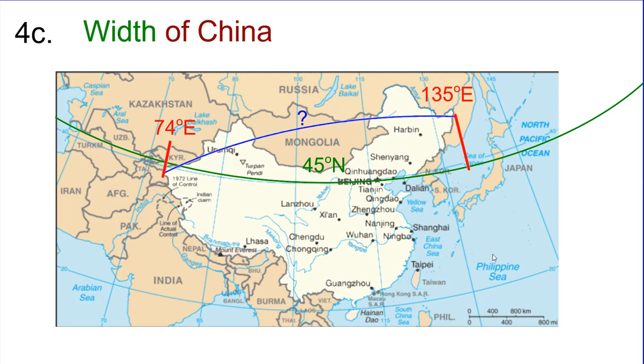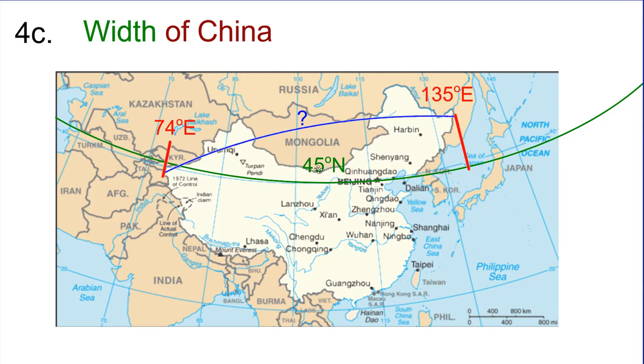All right, so width of China. We have our furthest west point and our furthest east point over here, and we want to know what this distance between the two is. Now notice here, I'm showing these are not straight lines, because we're talking about a curved surface here.